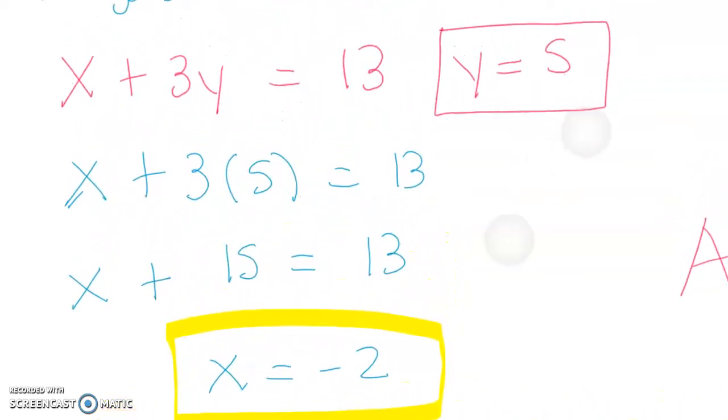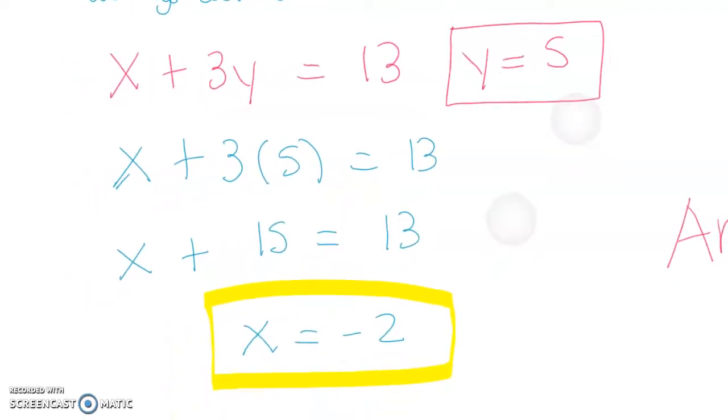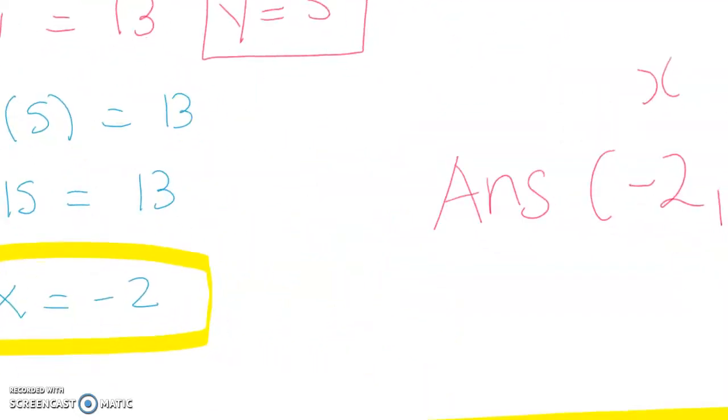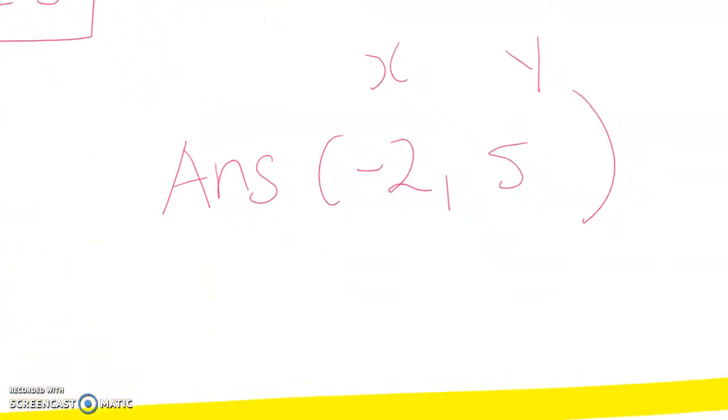I now have my value for x. I now have my value for y. My simultaneous equations are done. My answer for the point of intersection, the point where these two lines cross, is minus 2, 5. And there it is. Now, all I think you need to do is get practice at doing some simultaneous equations. So let's call this type 1. There's the first one done.